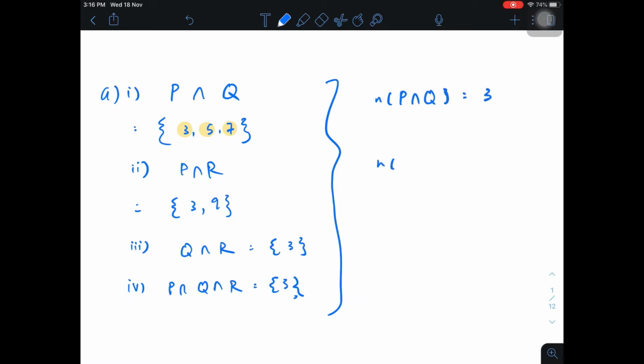Okay, continuing, the intersection between P and R, whoops, would be 2, because there are only 2 elements here. Right? Similarly for the rest, I'll just make it quick, P intersect Q intersect R would be 1. Alright, we'll move on to the next one.